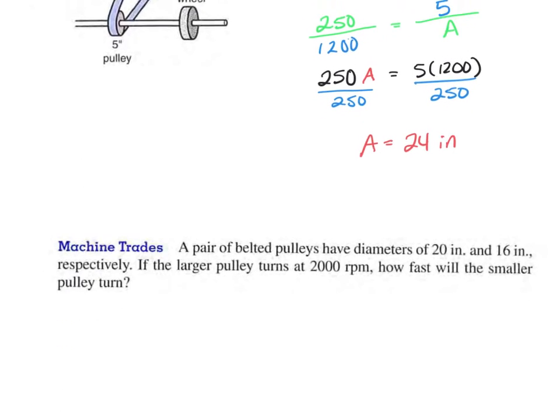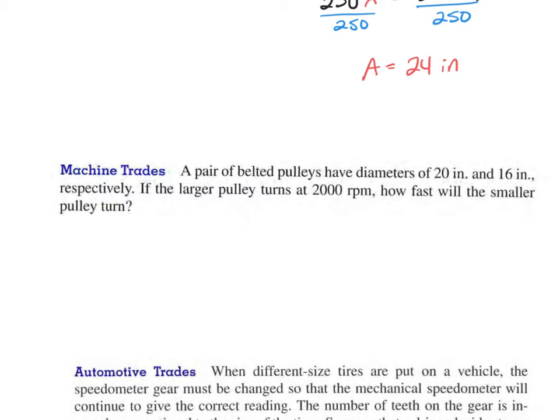Sorry. All right. Let's take a look at this one. We have a pair of belted pulleys with diameters of 20 inches and 16 inches respectively, the larger pulley. So I want you to pause this right now and see if you can set this up and get an answer. So pause it right now.